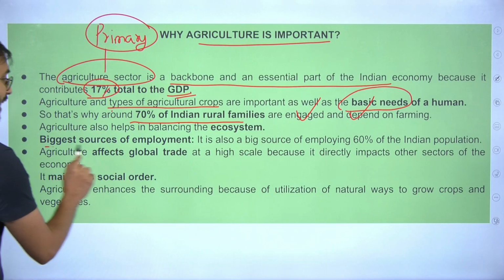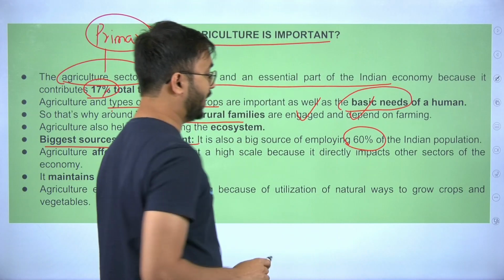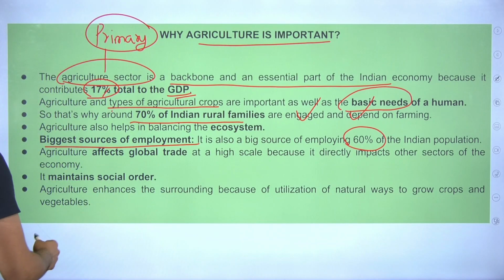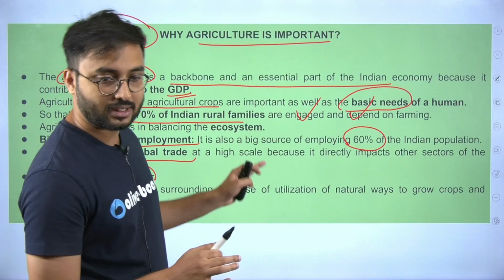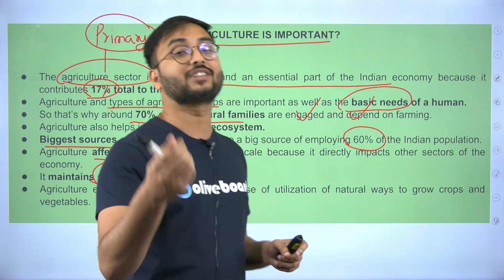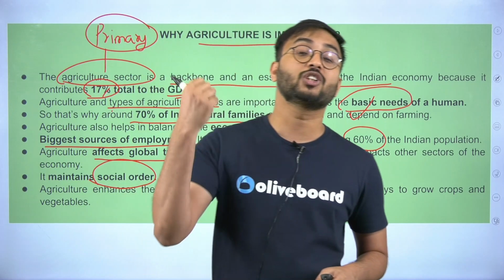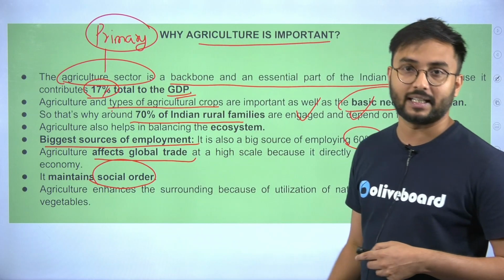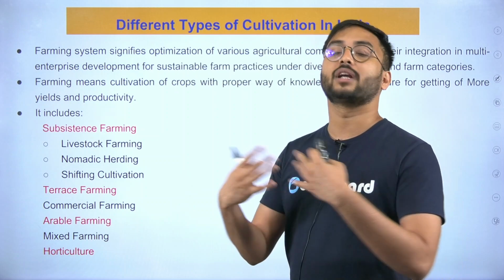Then the biggest source of employment is agriculture, which I showed you in the statistics, where total employment provided is almost 60% of the Indian population. It also affects global trade and it maintains social order. Now these things are essential, because in stats also you would have those essential data. For example, you can give how much exports are happening in the country, how much imports, and how many agricultural workers there are in the country, and this way you can tell the importance of Indian agriculture. Okay, now let's move towards other important terms which you should know before getting into agriculture.